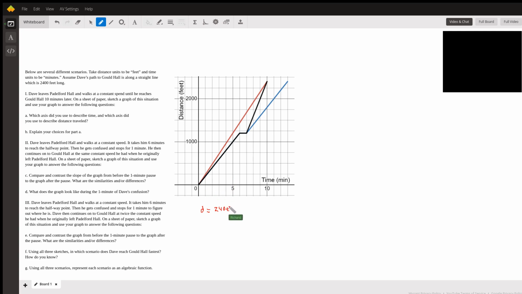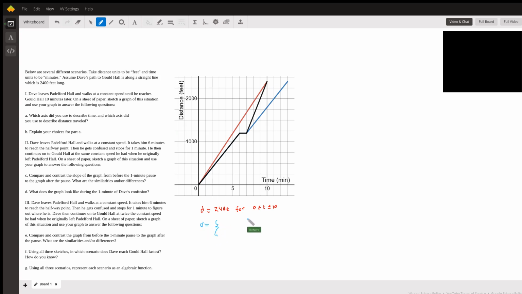And we just have to restrict him for time. So 0 less than or equal to t less than or equal to 10. And so that's the red line. Now we're going to do the blue line. That's a little more complicated. So here we go with the blue line.